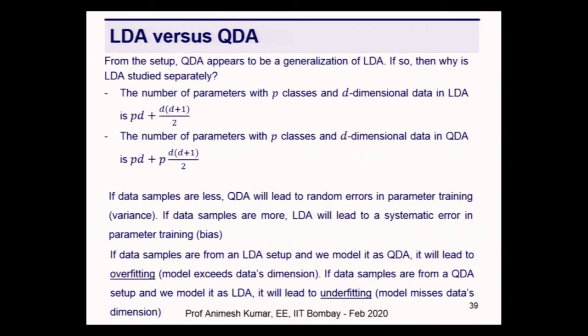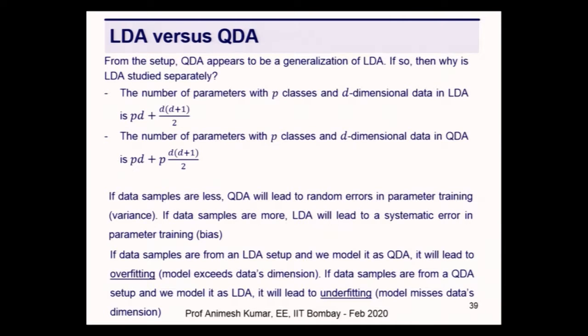And even if D is moderately large, let's say D was equal to 10, D times (D plus 1) by 2 is approximately 55. And if I had 10 classes, then the number of parameters swells from 55 to 550. So the number of parameters swells very rapidly, even for a small enough number of classes P and small enough dimension D.